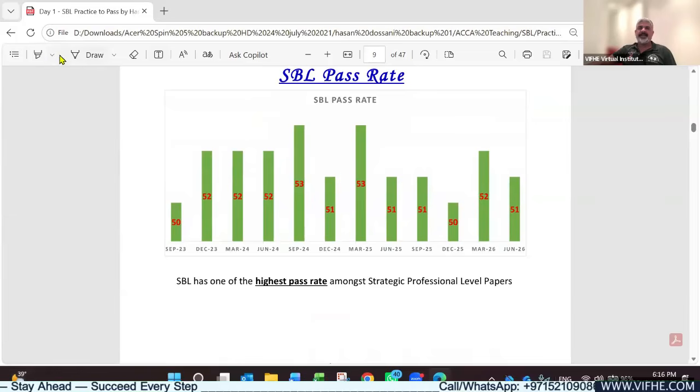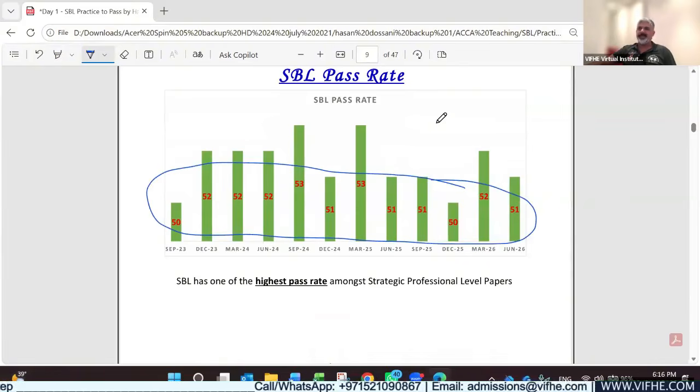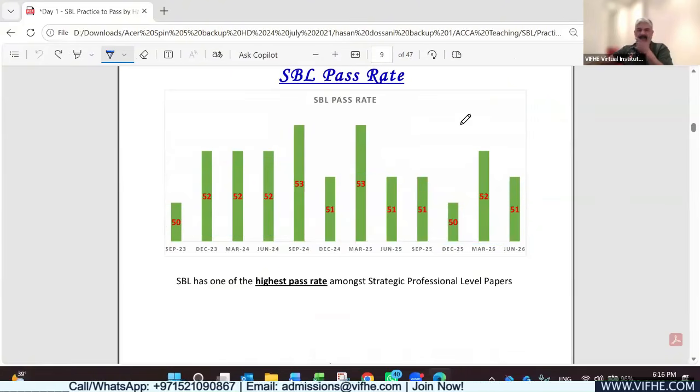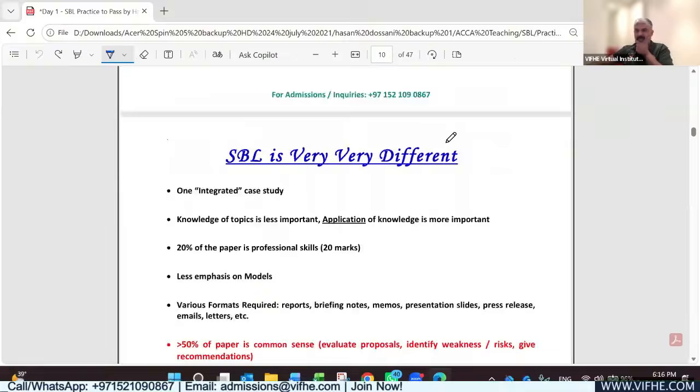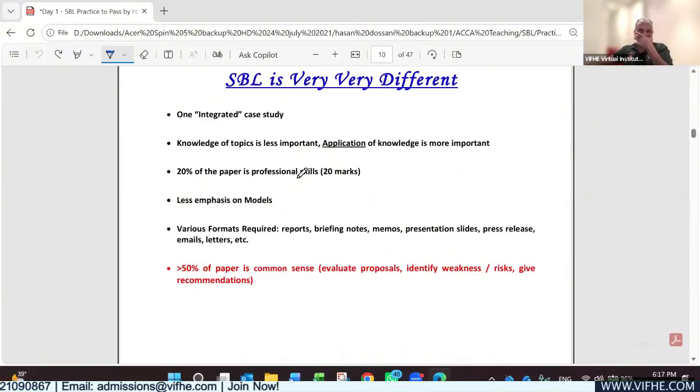SBL pass rate, you can see it is generally above 50 to 53%. So SBL has got the highest passing rate, so nothing to worry about. Guys, some of these slides you are already aware of, but I'll just quickly go through some important points.